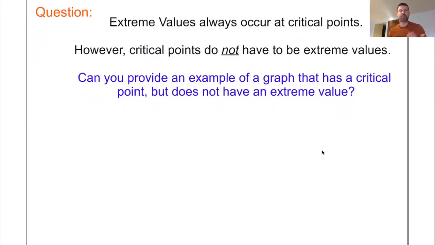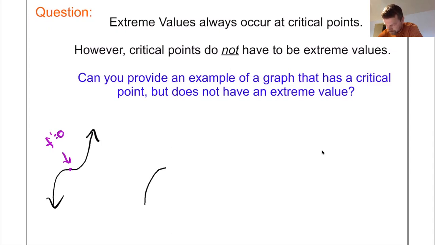Critical points are where the derivative is either 0 or undefined. A derivative of 0 means it's got a slope that is horizontal. I could definitely have a slope that's horizontal, but not have a maximum or minimum, like right there. Or a critical point happens where the derivative is undefined. I could create several ways of being undefined and not have a maximum or minimum.